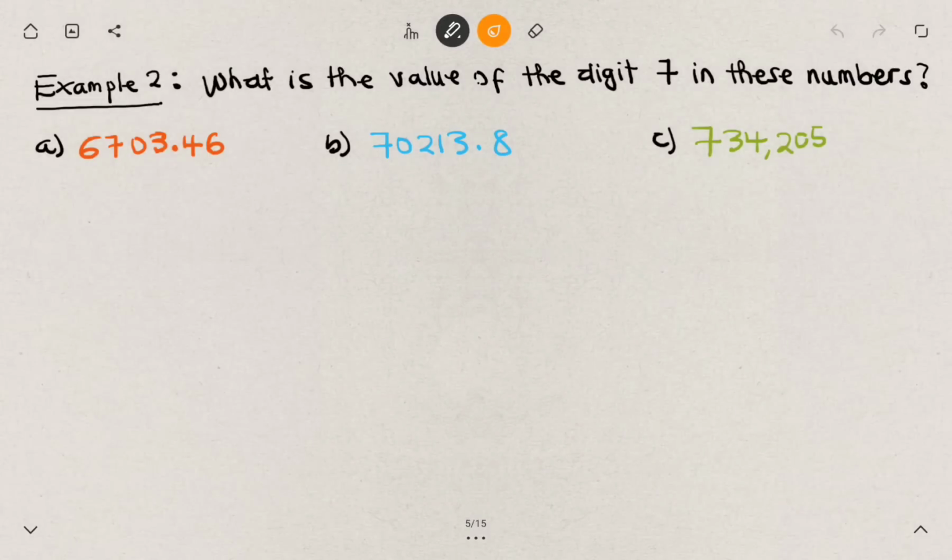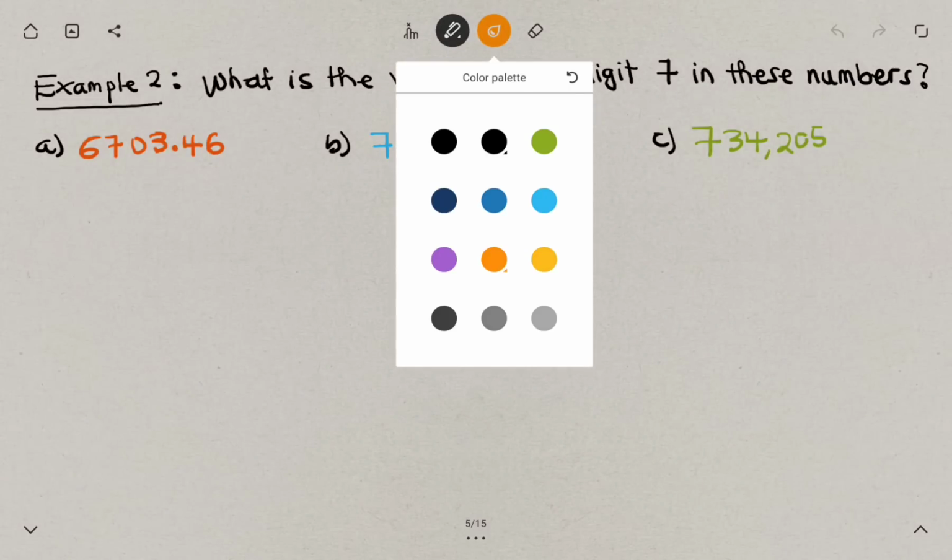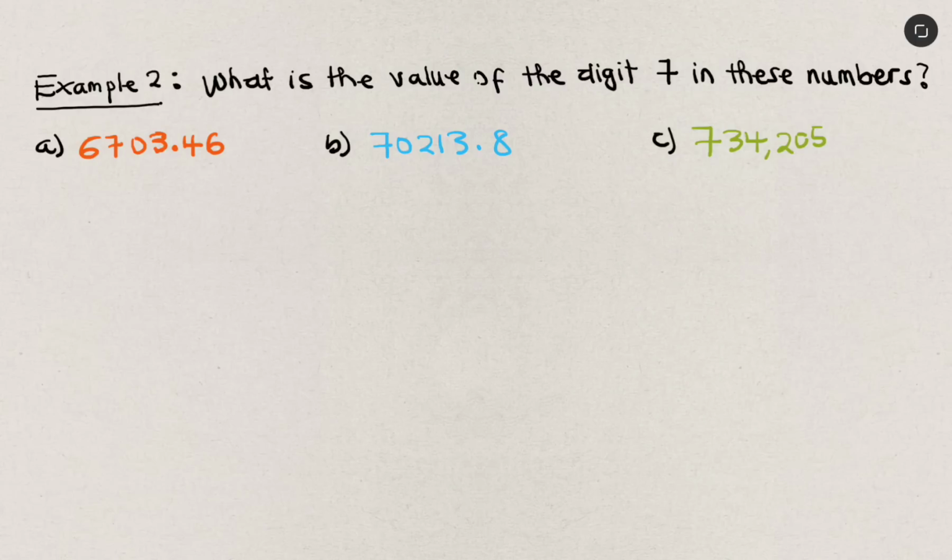All right, so let's have a look at another question. Example number 2. What is the place value of the digit 7 in these numbers? What is the place value of the digit 7 in these numbers? So we have A, 6,703.46, B, 70,213.8, and then the last one, C, 734,205.